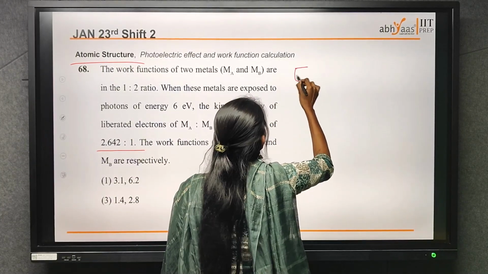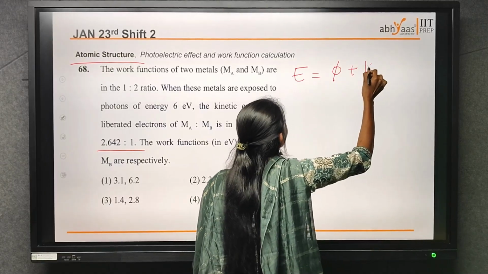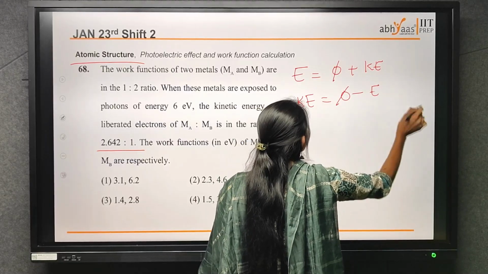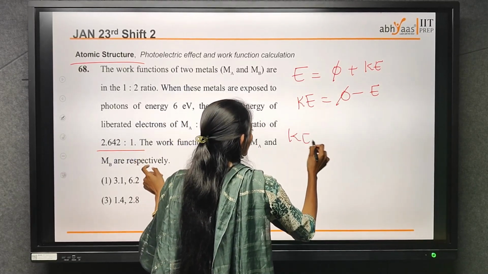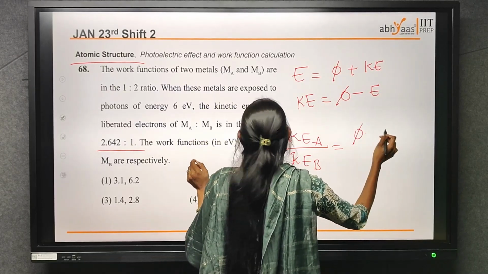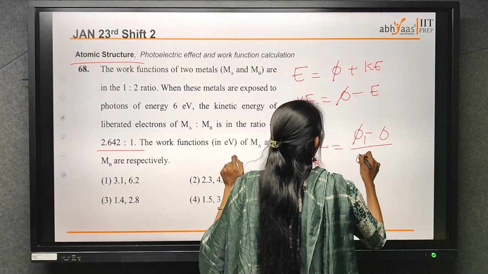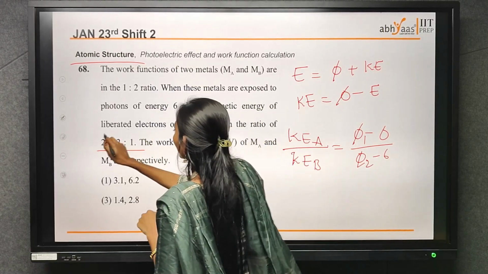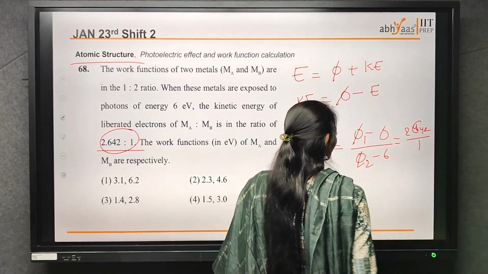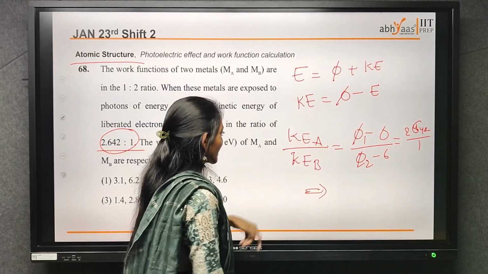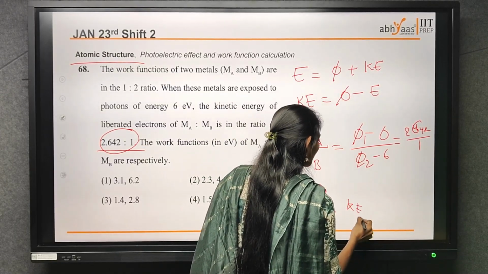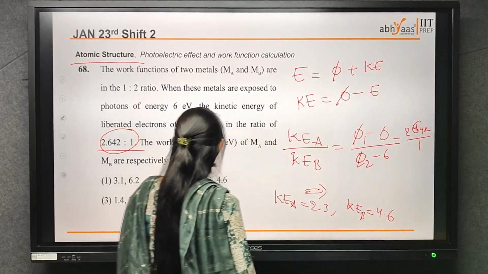We have that energy is equal to work function plus kinetic energy. So for Ma and Mb, the photon energy is 6 electron volts, which they are giving. They have given the ratio also, which is 2.64 to 1. When you solve the equation for KEA you get 2.3 and for KEB you get 4.6. Hence the option will be 2.